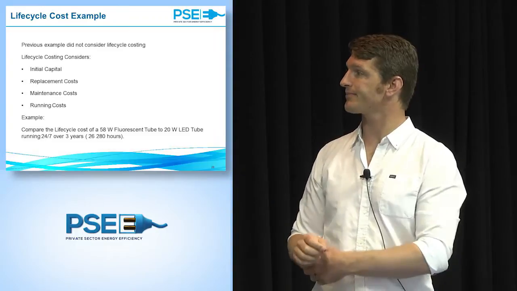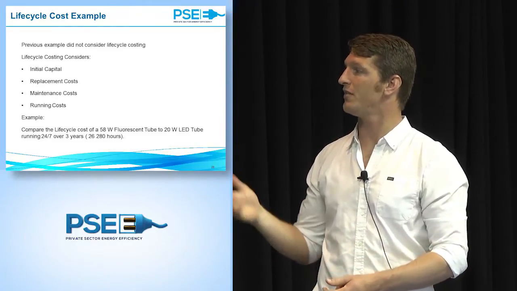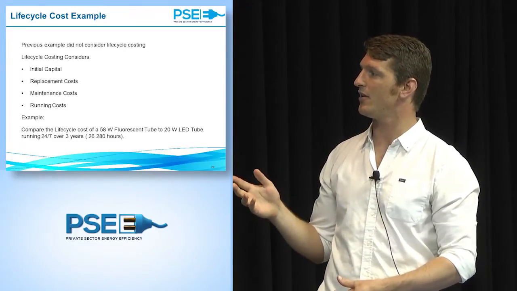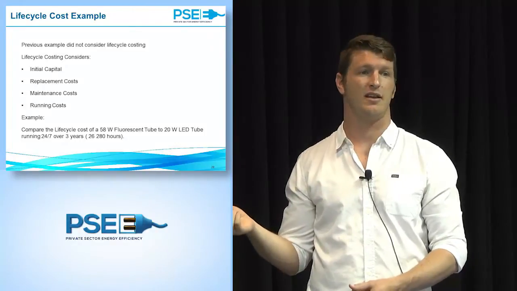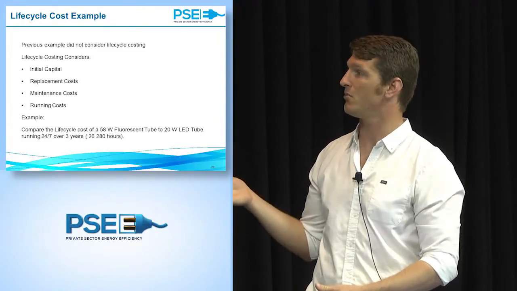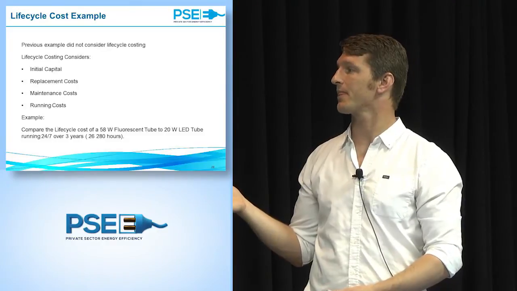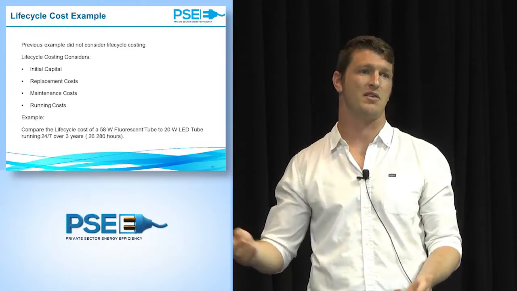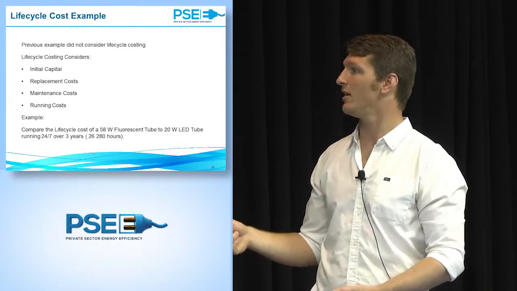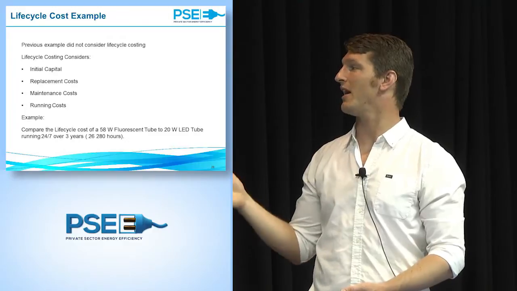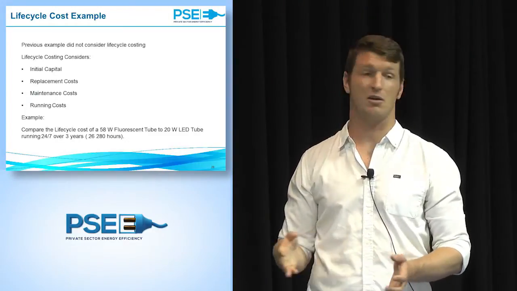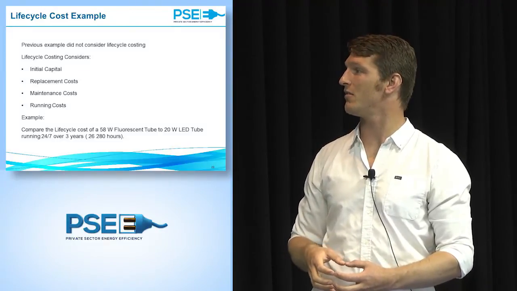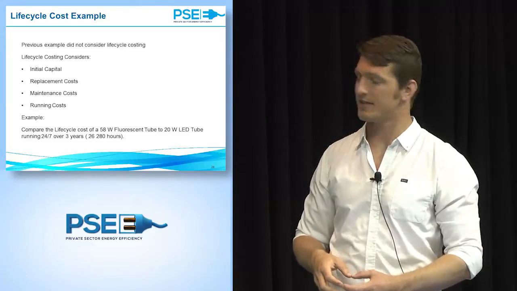So let's compare the life cycle cost of a 58 watt fluorescent tube to a 20 watt LED tube running 24/7 over a 3-year period. So this is an example of a parking lot, which is a real life example. But we're just going to look at one light to build a business case around one light, and we can obviously then extrapolate that over 50 or 100 or 1,000 lights. So if you guys want to calculate what a 58 watt light would cost us over a 3-year period and what a 20 watt LED light will cost us over that same 3-year period.